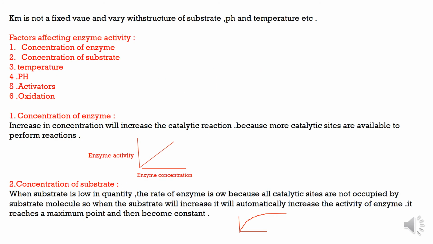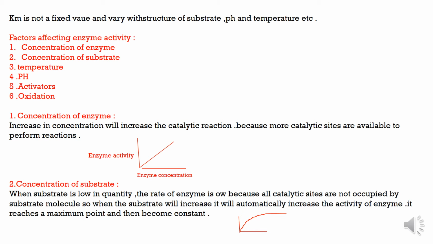Km is not a fixed value and varies with the structure of the substrate, pH and temperature. Factors affecting enzyme activity are concentration of enzyme, concentration of substrate, temperature, pH, activators and oxidation. Concentration of enzyme: an increase in concentration will increase the catalytic sites, because more catalytic sites are available to perform the reactions. So the more the concentration, the more the catalytic sites, and the more productive the reactions.